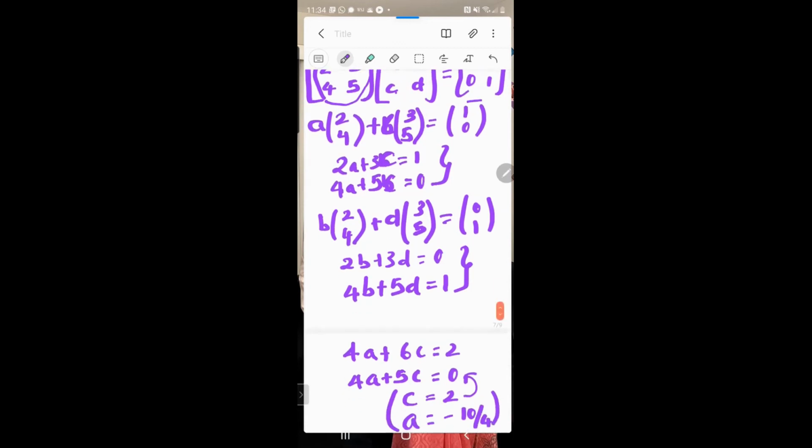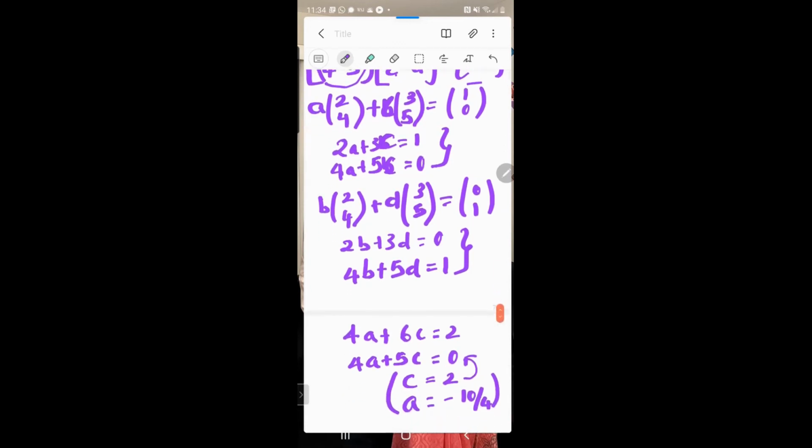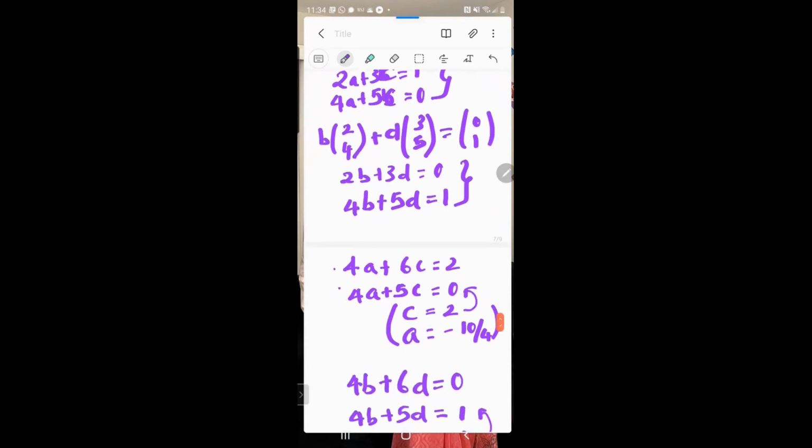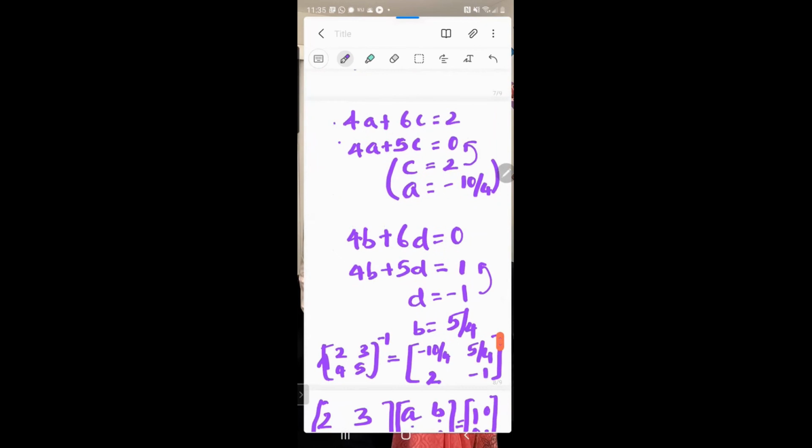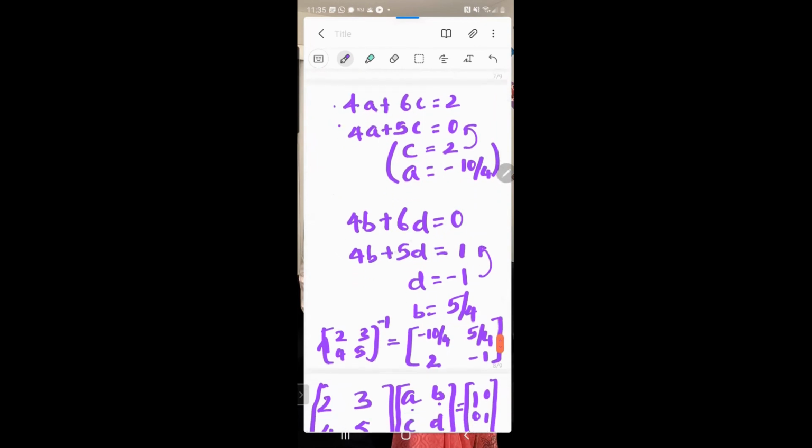Oh, did I make a mistake somewhere? Okay, let's check. So I started with 4A plus 6C equal to 2, 4A plus 5C equal to 0. So C equal to 2. C equal to 2 should give us A equal to minus 10 over 4. So that seems fine. Let's see the next one.